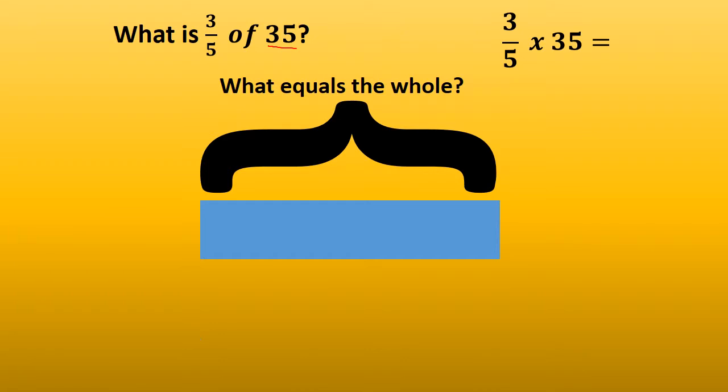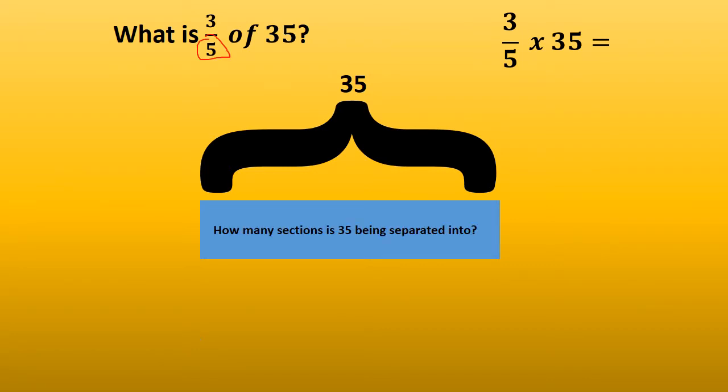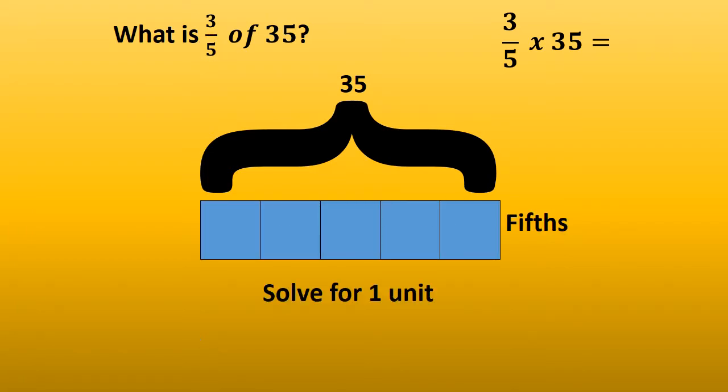Now let's go back to our standard tape diagram. What is 3/5 of 35? Well, obviously we're splitting up 35, so that's what's going to be our whole. And since we're talking fifths, we know we're going to break our tape diagram into how many sections? 35 is being separated, obviously, into fifths. The denominator of your fraction will always be what you're going to split your tape into. So now our tape is split into fifths.